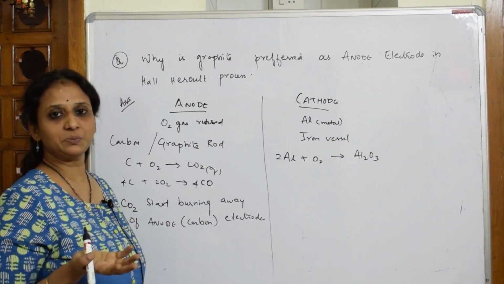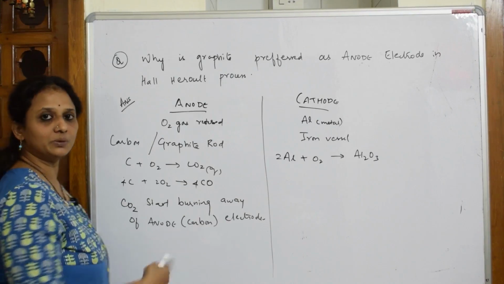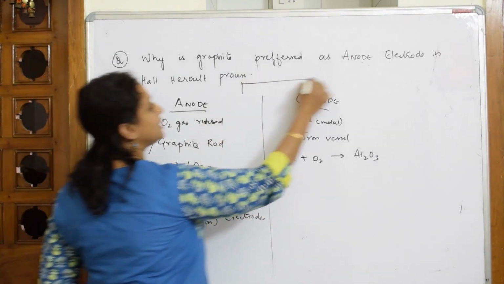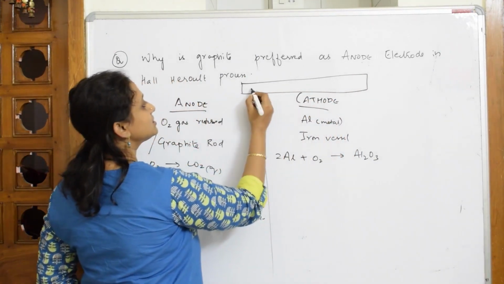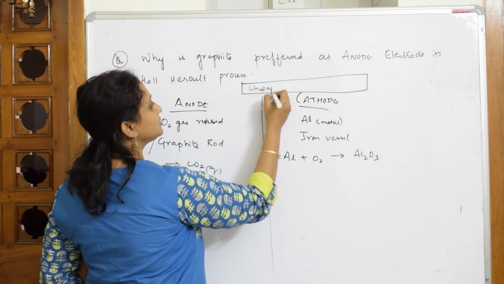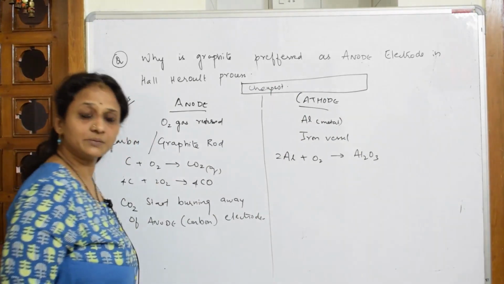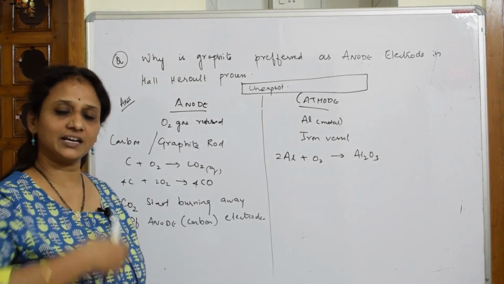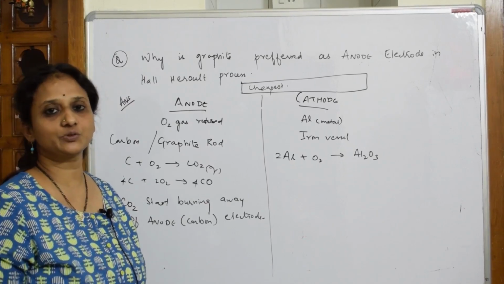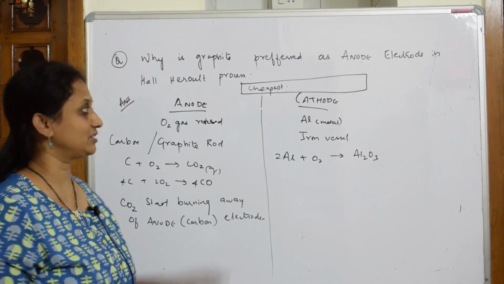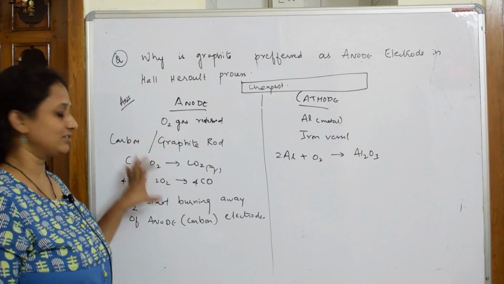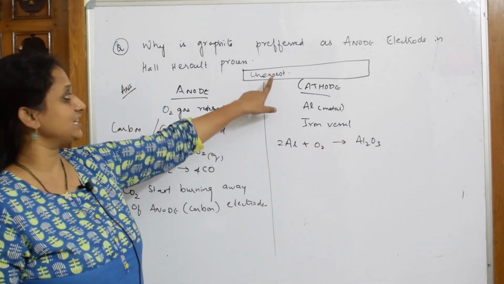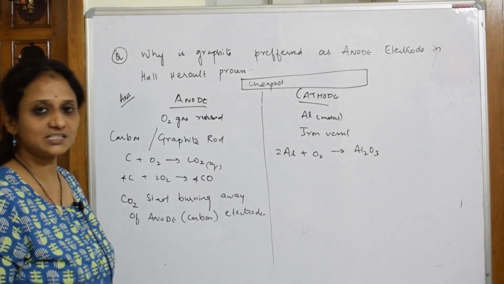Why? It's the cheapest way. Already it is trying to burn off the anode electrode, so I use graphite or carbon electrode because it is cheapest and very economical. Though it is eating up, I can reuse it and substitute the electrodes as and when required. So when this answer is given to you, try to write the reason first: what is going to happen and why it is used, because of its economical nature.